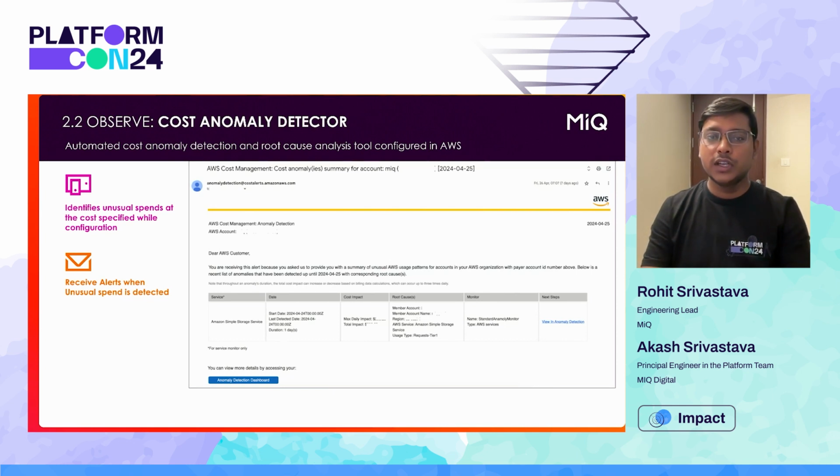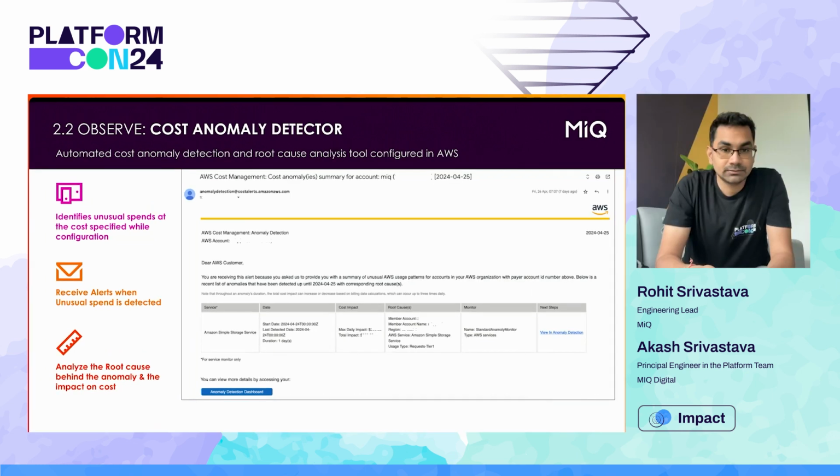The moment any unusual activity is detected, we immediately go find the root cause of that anomaly, identify its impact on the cost, and try to fix it as soon as possible. Cost anomaly detector is quite a useful tool and everyone should be using it.